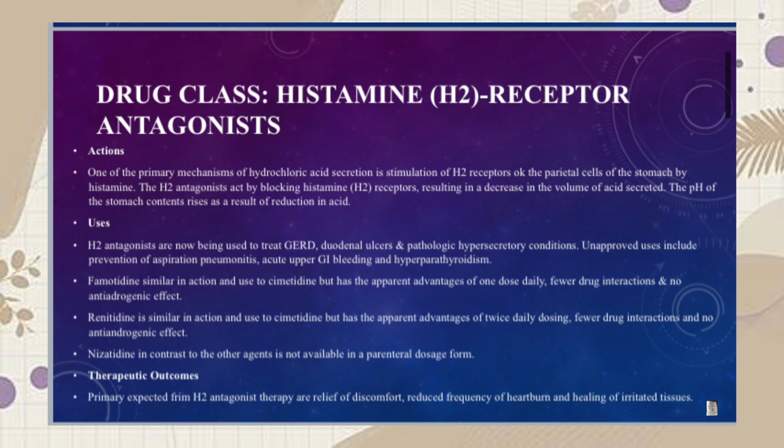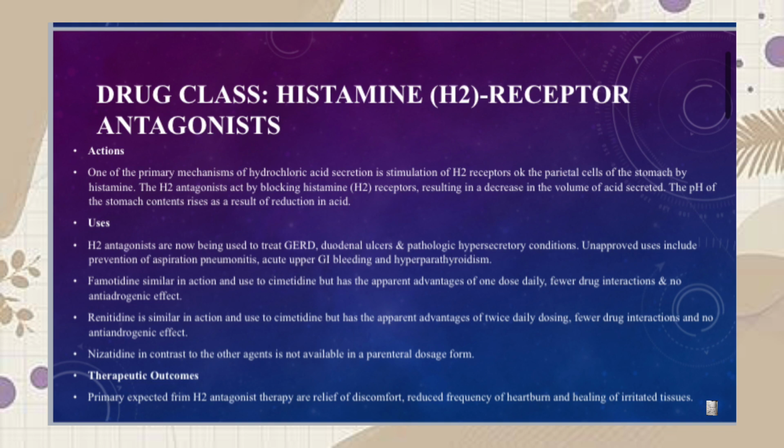Drug class: histamine H2 receptor antagonist. Actions: one of the primary mechanisms of hydrochloric acid secretion is stimulation of H2 receptors of the parietal cells of the stomach by histamine. The H2 antagonists act by blocking histamine H2 receptors, resulting in a decrease in the volume of acid secreted. The pH of the stomach contents rises as a result of a reduction in acid.